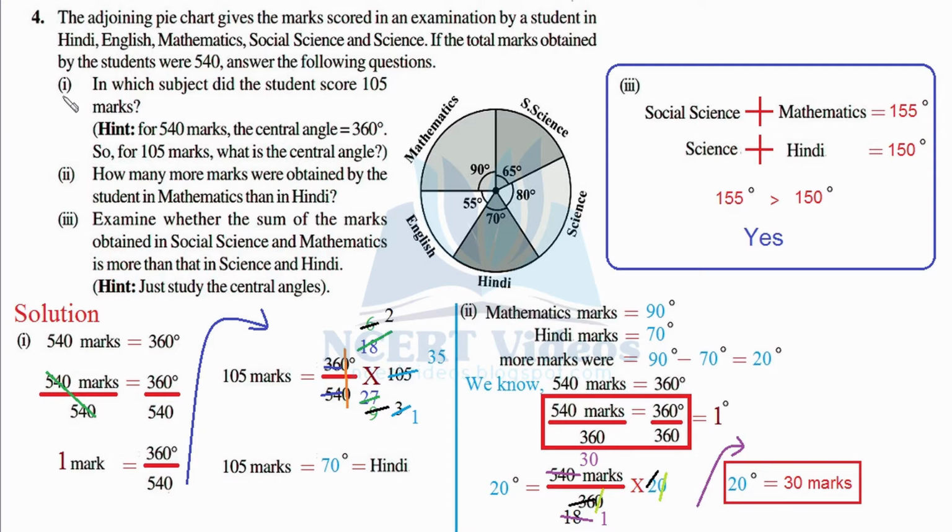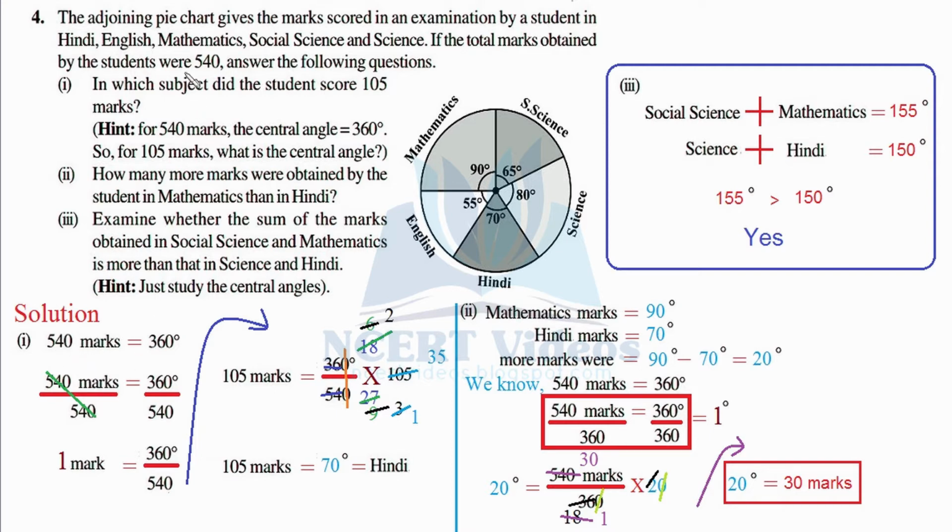So using that, let's try to solve the first part. In which subject did the student score 105 marks? And we are provided with the hint that for 540 marks, the central angle is 360 degrees, that we just discussed. This complete 540 marks equates to the complete central angle. So we need to simply find 105 marks, and whichever central angle it matches will be our required subject. It is simple. If you are not understanding it, watch it again with careful observation and do not cram it, always understand it in a practical way. So let's go with the solution part.